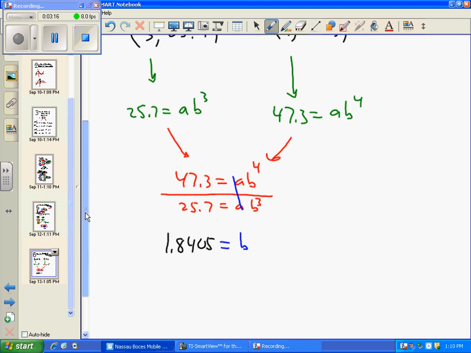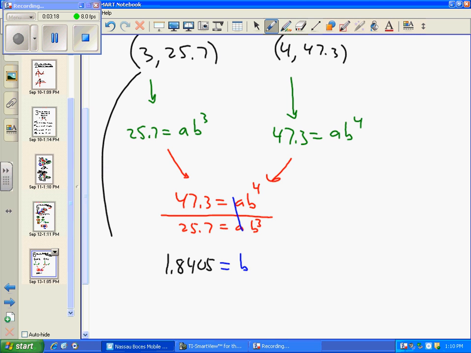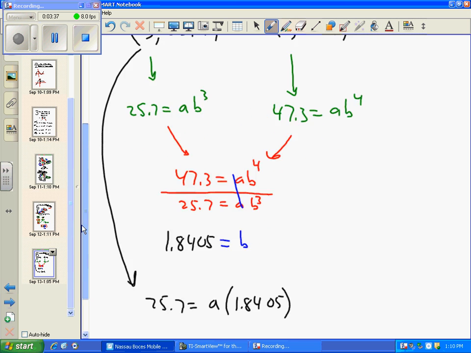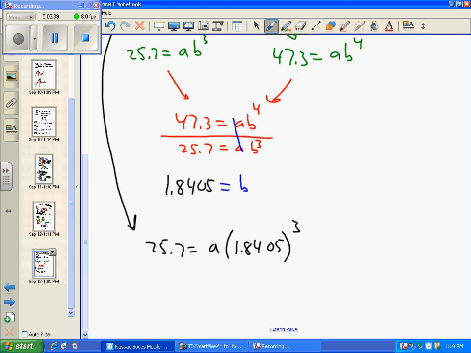So maybe I'll pick the first point, (3, 25.7), along with the b value. So 25.7 equals a, which I don't know, times b, which now I do know, 1.8405, to the third power. And this is another equation we can solve quickly. We'll take 25.7 divided by 1.8405 to the third.